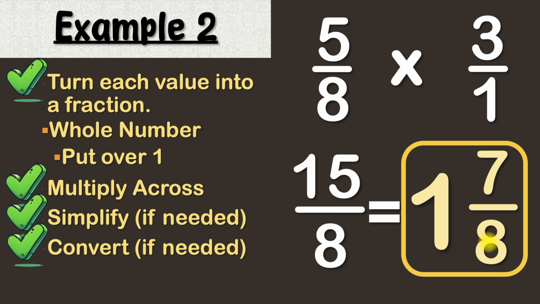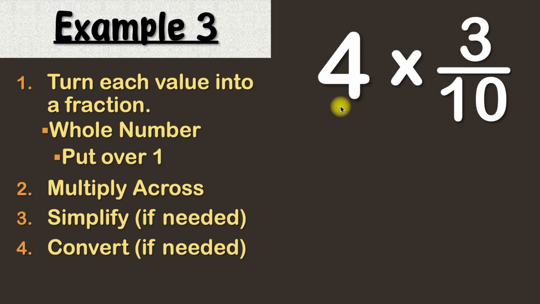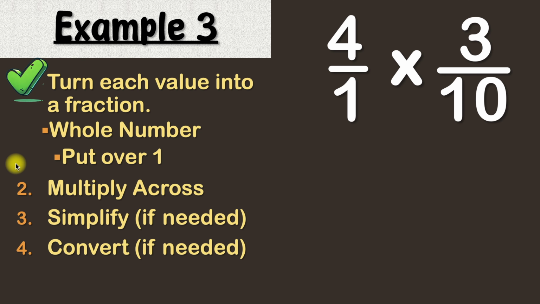Now to our final example. Here we have 4 times 3 over 10. Step 1 is to turn each value into a fraction. So if we see a whole number, we turn it into a fraction by putting it over 1. This number 4 is a whole number. So we'll have to take this 4 and put it over 1. Now that both numbers are fractions, that means we're done with step 1 and can move on to step 2, which is to multiply across.